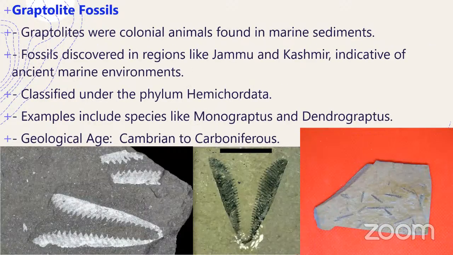Next, graptolites. You can remember graptolites as grass or feathers, a similar structure. So graptolite means a grass-like or feather-like structure. Here you can observe the fossil structure. So like this, try to remember them with their unique structure. These graptolite fossils are geologically available from the Cambrian to the Carboniferous.